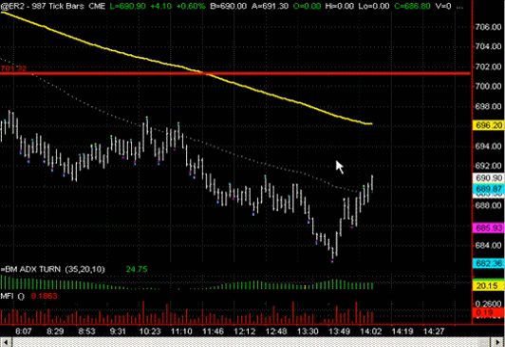Now, past performance can never be construed as an indication for future results, and there's high risk in trading futures.